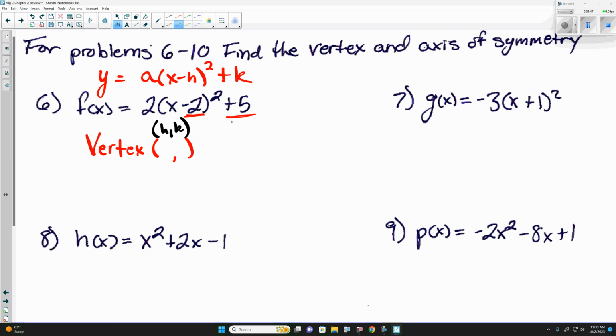And for this one here, the value of k is 5, because it's plus 5 outside the parentheses, and h is 2. And it would be positive since we have minus 2 inside. It's going to come out of the parentheses as positive, giving us a vertex of 2, 5. Because our axis of symmetry for this here is x equals h. Since the h value is 2, then x equals 2.